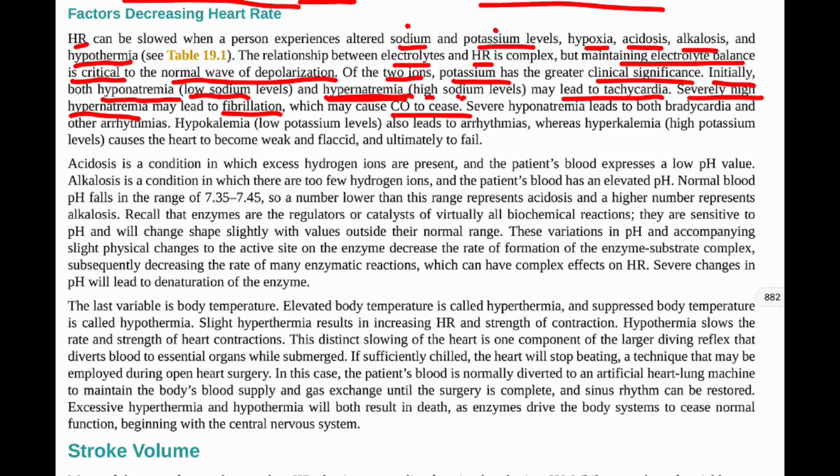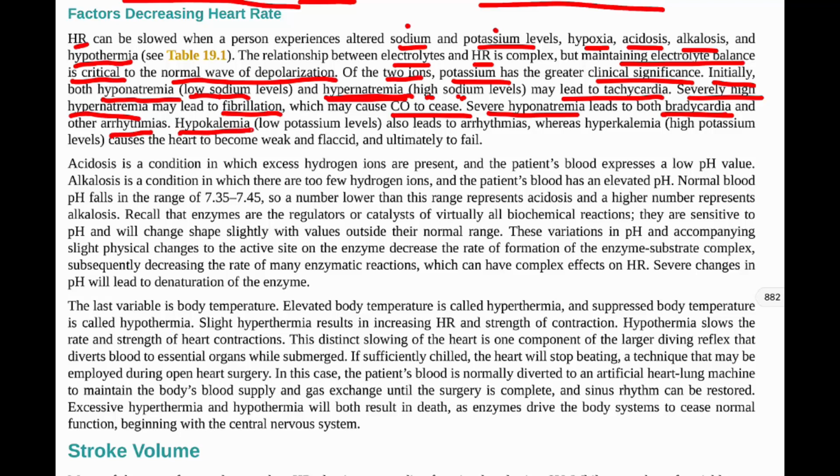So severe hyponatremia leads to bradycardia. If you have a decrease in sodium, at first it'll try to increase heart rate because it'll have a decrease in blood pressure, but then after that you're going to have so little sodium in the body. If it's severe, then you're not going to be able to depolarize because you don't have the sodium rushing into the cell to be able to go through depolarization. So we'll have a bradycardia, which is a slowing of the heart rate, and other arrhythmias.